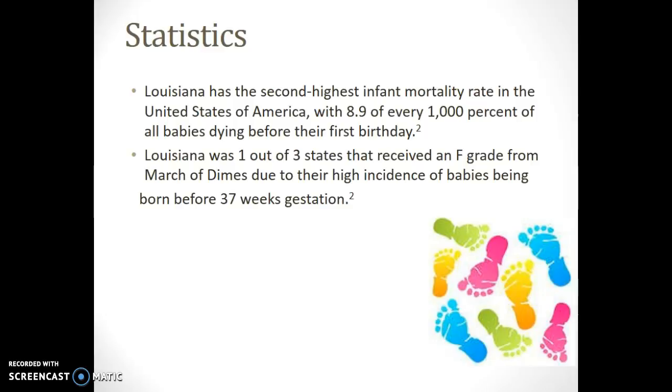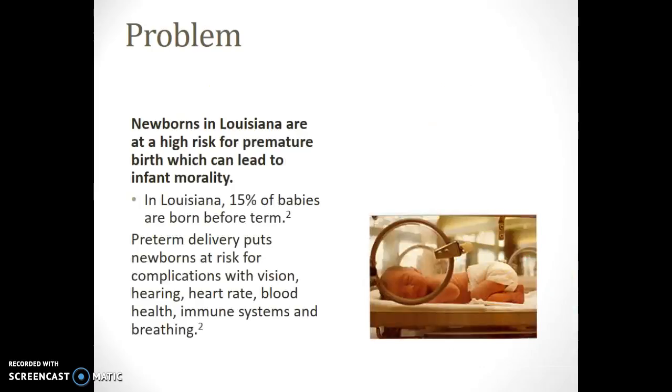Some statistics for Louisiana: Louisiana has the second highest infant mortality rate in the United States of America, with 8.9 of every 1,000 babies dying before their first birthday. Louisiana was one out of three states that received an F grade from March of Dimes due to their high incidence of babies being born before 37 weeks gestation.